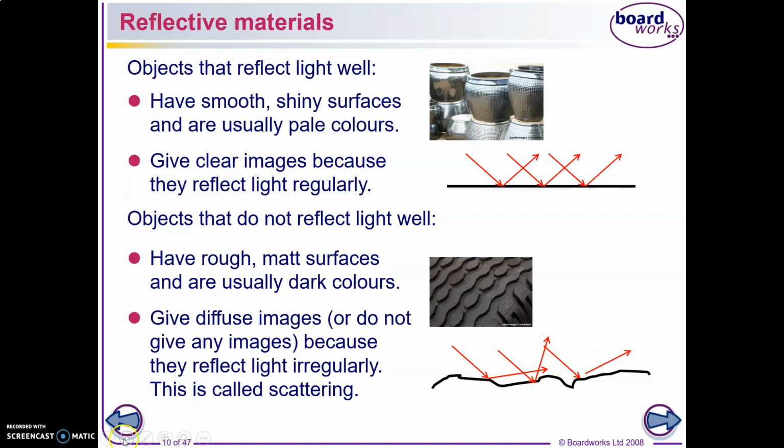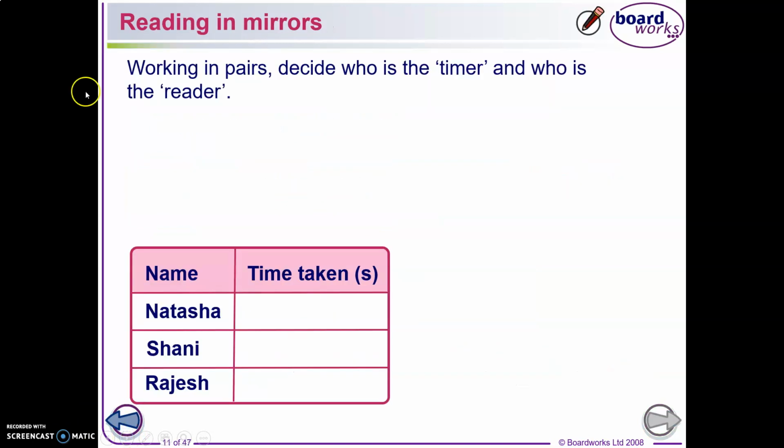We have studied that when we studied mirrors and the reflection of the surface of the mirror. Now, reading in a mirror. We all have tried, and I need you to try it again, just try to read in the mirror. Working in pairs, decide who is the timer and who is the reader. And try to write these words: Natasha, Shani, and Rajesh.